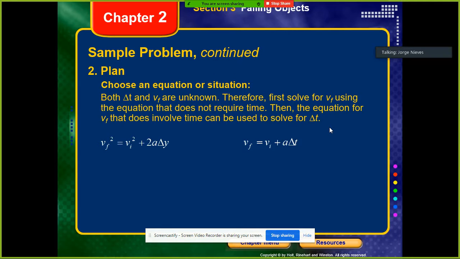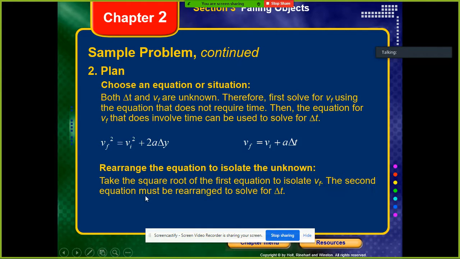So we're going to start using the formula that we're searching for final velocity, okay? Because then if we have the final velocity, we can see what is the change in time. ¿Cuál es el cambio en el tiempo? So we have to rearrange the equation to isolate the unknown, okay? The formula that we're going to use is the second equation. Este problema está en su libro. We're going to use the second equation, so it's going to look like this.